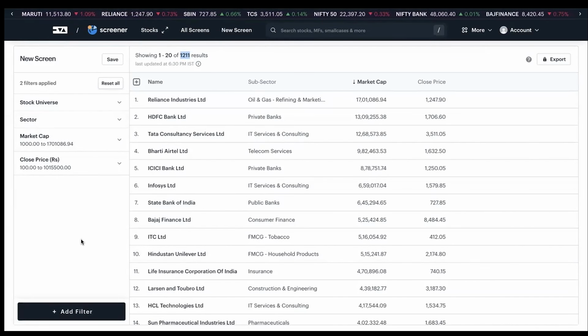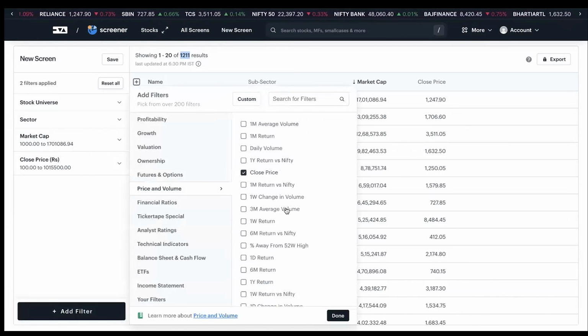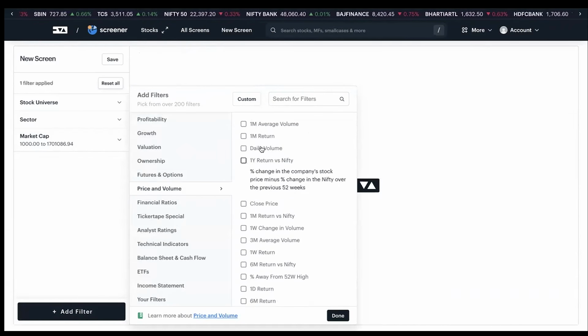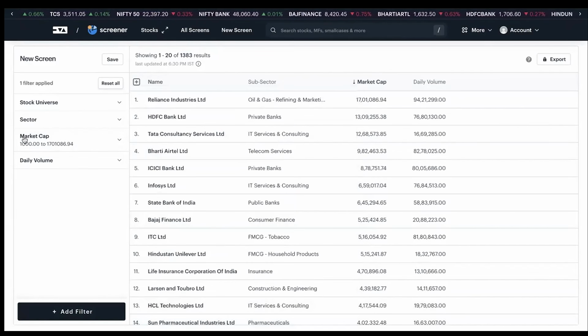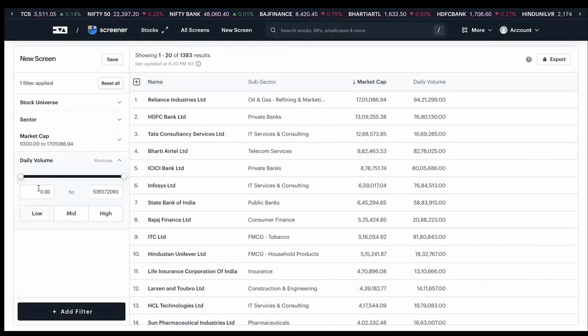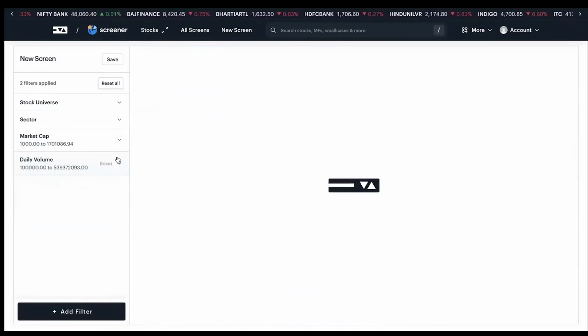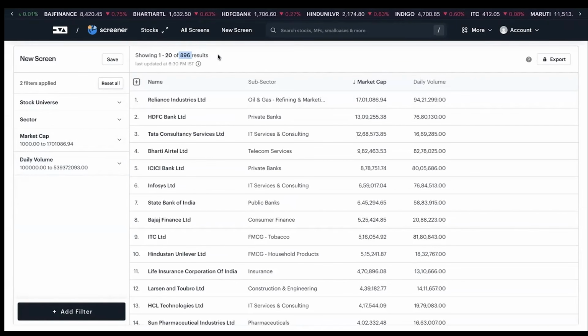Now next we discussed that we should shortlist the stocks which have good liquidity. For that we have to see the volume, right? So you can click Add Filter and check the daily volume, and for daily volume you have to mention how much you want to put. I'll put 1 lakh. That means stocks which have at least 1 lakh volume, only those will come into your scanner. Now you can see that from earlier more than 5,000 stocks, it is showing me 896 stocks based on our criteria.